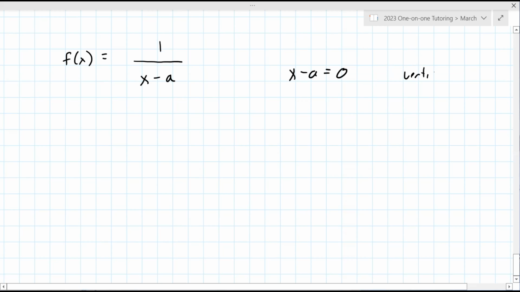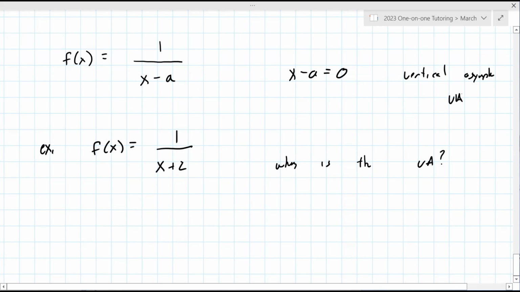Vertical asymptote. Okay, so let's do an example. Let's say I tell you the function f of x equals 1 over x plus 2, and I ask you, where is the vertical asymptote? Your answer is, well, it's where x plus 2 equals 0. And I'm sure you know how to solve this equation.